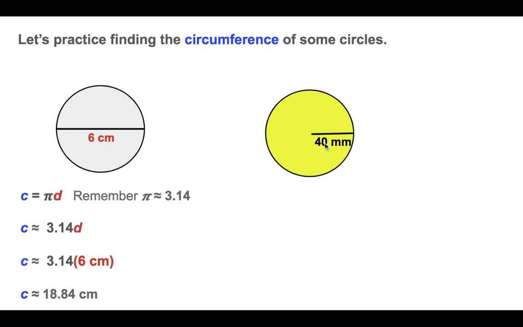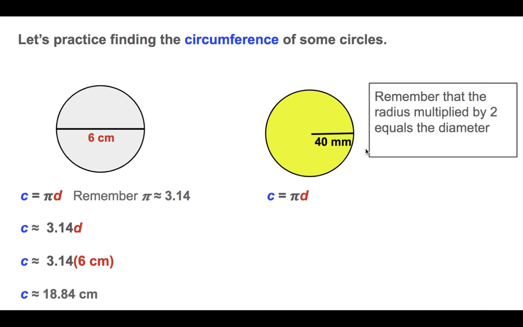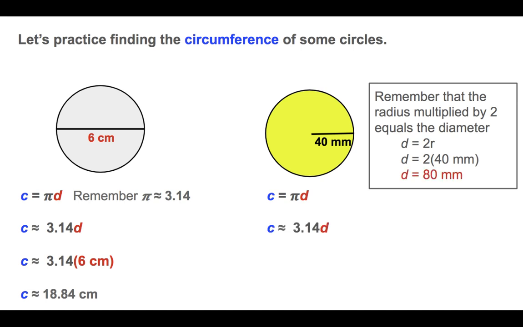Now my next circle, I notice I'm using the radius, and it's 40 millimeters. So again, the circumference equals pi times d. But remember that since it's the radius, I need to multiply it by 2 to get the diameter. So 40 multiplied by 2 is 80. So I can think of it as d equals 2r. So 2 multiplied by 40 millimeters is 80 millimeters. So the circumference is 3.14 multiplied by 80 millimeters. And so the circumference is about 251.2 millimeters.